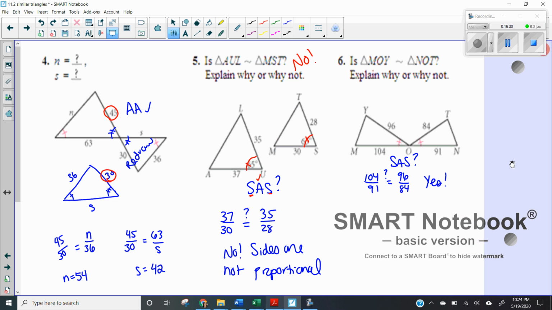Okay, and then number 6 here, testing out the same thing, side angle side. This time, we've got the angle, great, so the A is taken care of. Are the sides proportional? So does 104 over 91 equal 96 over 84? If you put those two in your calculator, yes, they are exactly the same. So yes, these triangles are similar. Okay, so the angles would be congruent, the sides would be proportional.